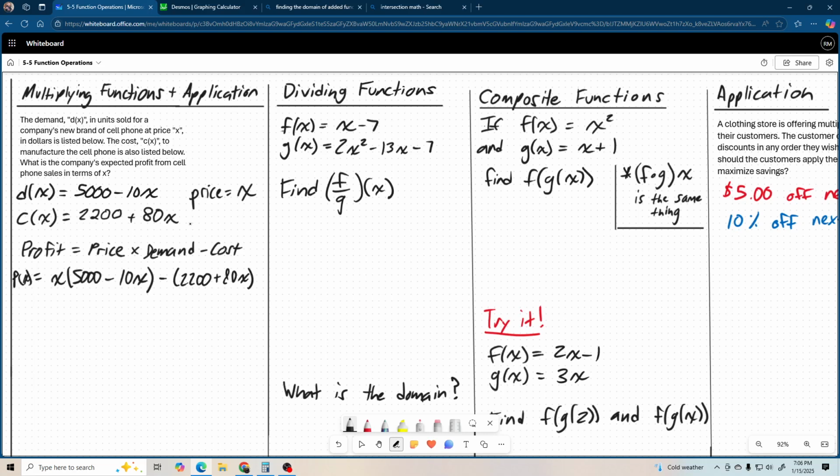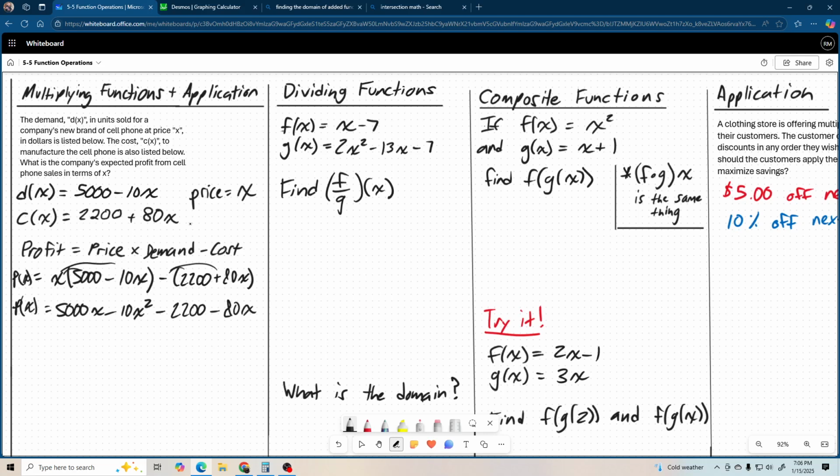So in other words, the first thing we're going to do is here we have X times all of this and then minus all of this, right? And we're going to multiply before we subtract. It's order of operations. So what we're going to have is P of X equals 5,000X minus 10X squared, right? All it is is multiply both of these pieces by X. I distributed. Okay, and then minus, now remember this negative is like a -1 and it also distributes. So negative 2,200 and then negative 80X.